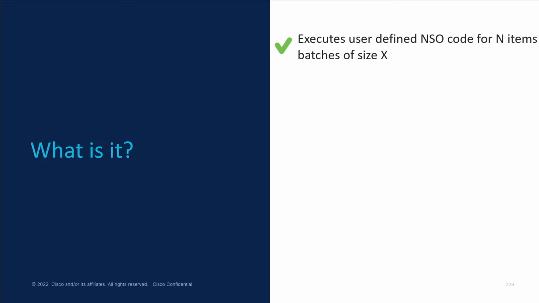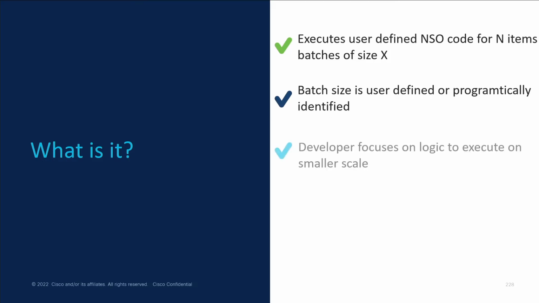So the framework essentially executes user code for n items in batches of size x. The batch size is user defined, or it can be programmatically identified depending on your requirement and how complicated your use case is. Because of this, the developer focuses solely on that small portion of the code execution, not the entire network-wide execution.